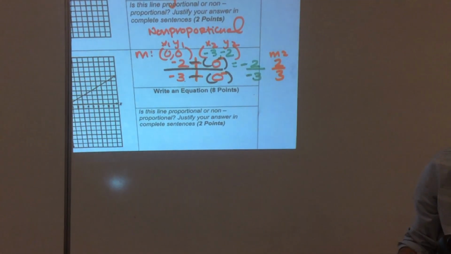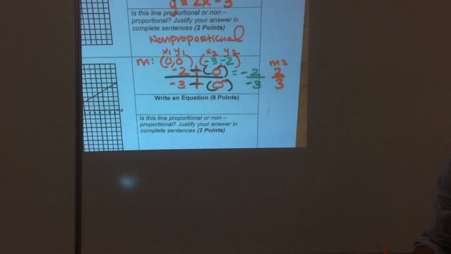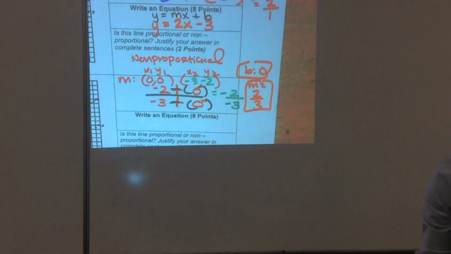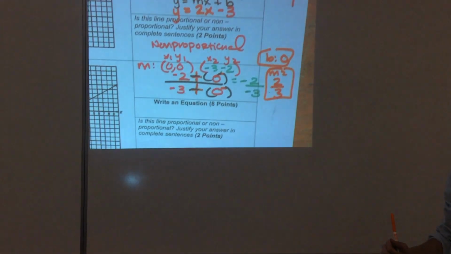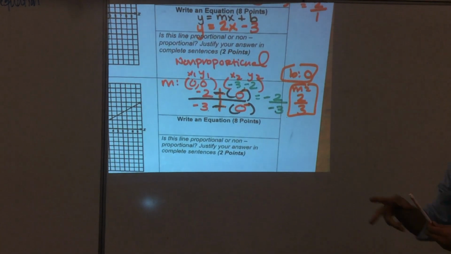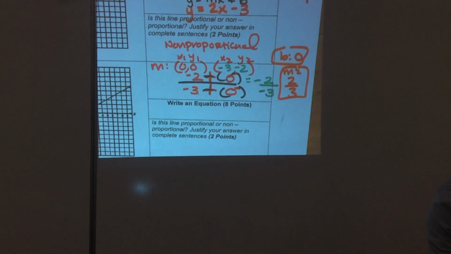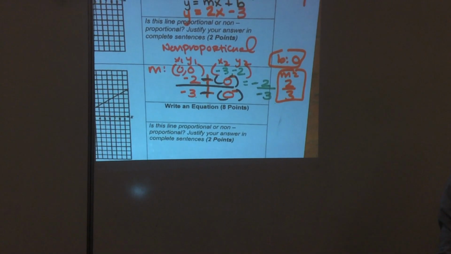That's your M. And then we said that the B was? 0. So your B is 0. So you have all the points, all the pieces to the puzzle, the M and the B. Okay, this is not your answer. Now put them together in an equation. The equation is? Y equals mx plus b.